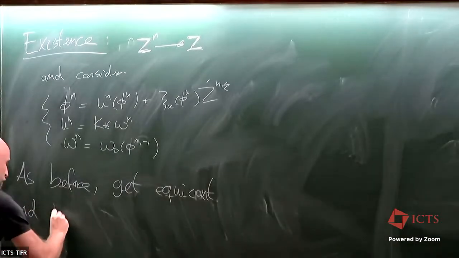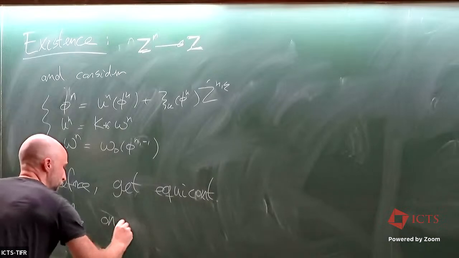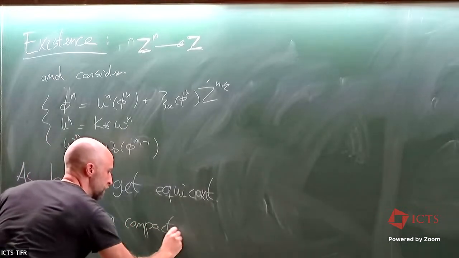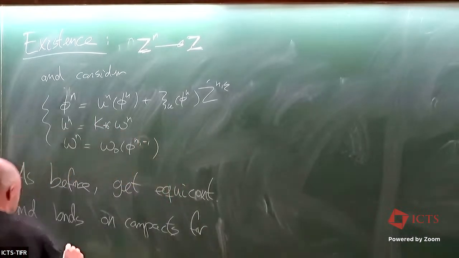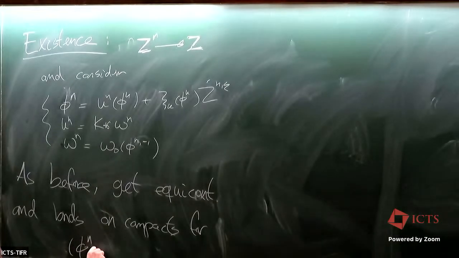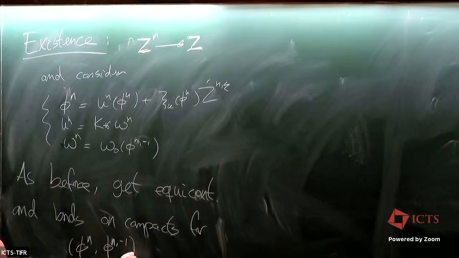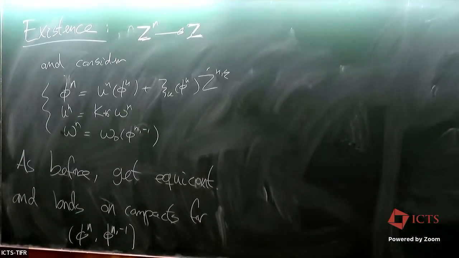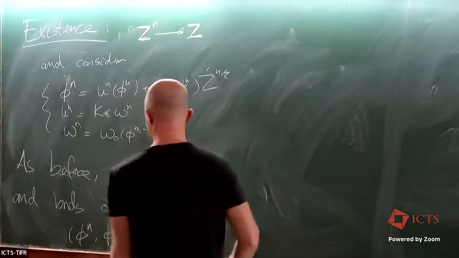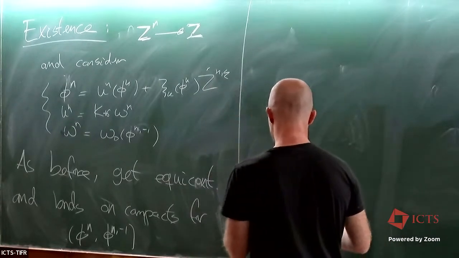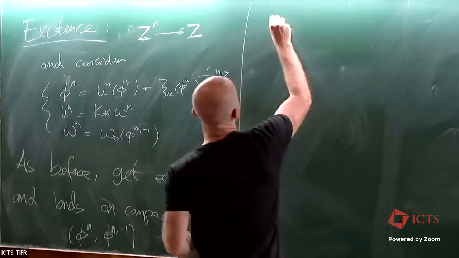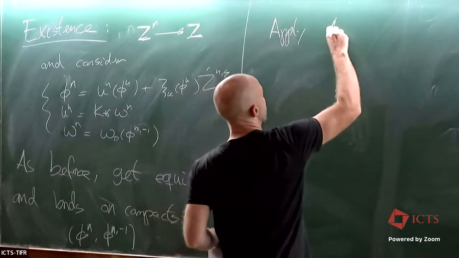And boundedness on compacts for the pair where we put phi n and phi n inverse. Okay. So the only thing is that we cannot really conclude that it converges, not immediately. Okay, but now we apply Koley.